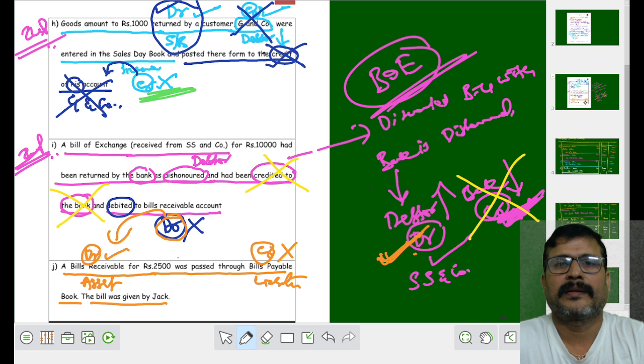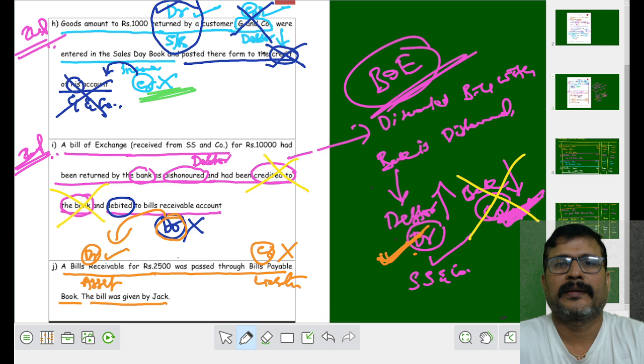The bills receivable means converting the debtors into BR. What do you mean by it in bills of exchange? The debtor is being converted into BR. When you are converting the debtors into BR, debtor decreased, BR increased. One asset increased, another asset decreased.